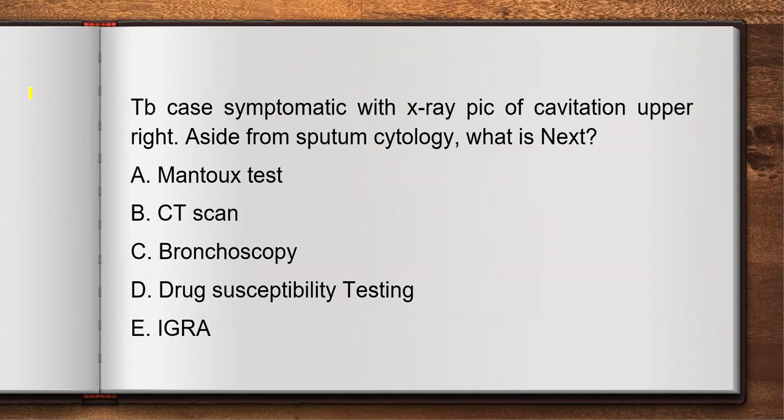Next question. Tuberculosis case, symptomatic, with an X-ray picture of cavitation in the upper right side. So you have got a patient who is having symptoms of tuberculosis, which means low-grade fever, cough, sputum production, weight loss, malaise. And you did an X-ray, which shows a lung finding, which is a cavitation.